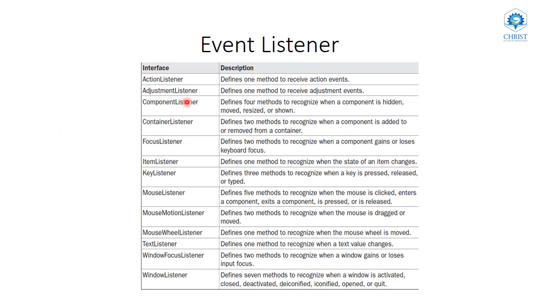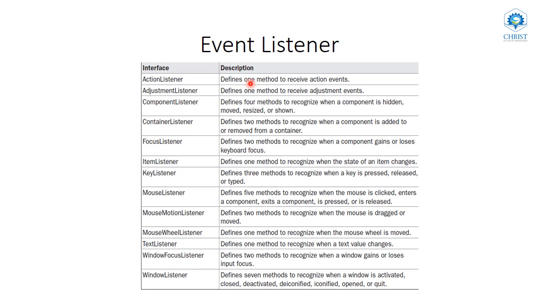Like we have seen a list of event sources or event classes in Java, we have a list of event listeners also. You can see how many methods there are inside each interface. In the ActionListener interface we have only one method. In the AdjustmentListener interface also we have only one method. In the component listeners we have 4 methods. Likewise we have each interface and the number of methods inside that interface.